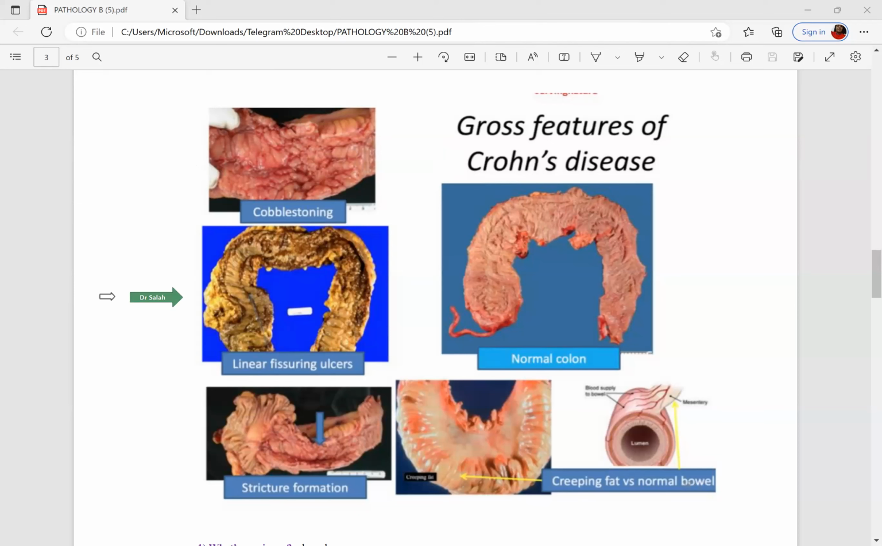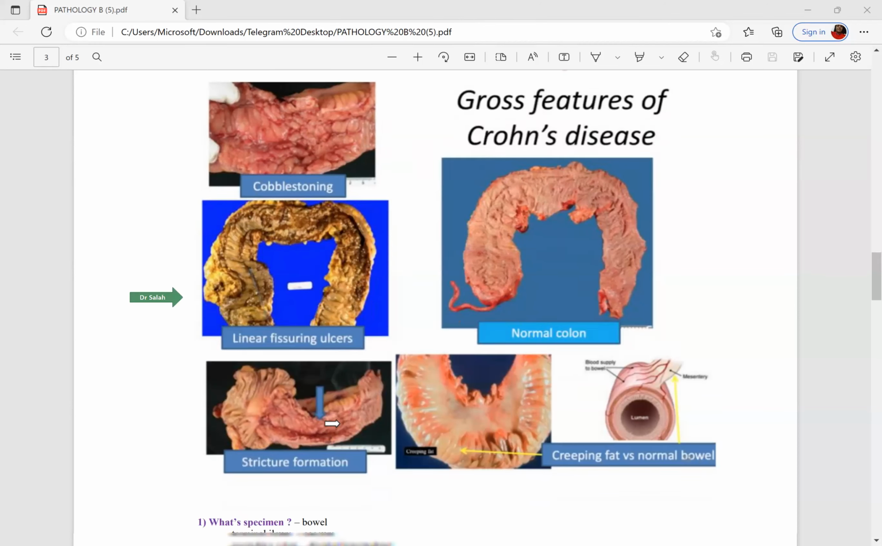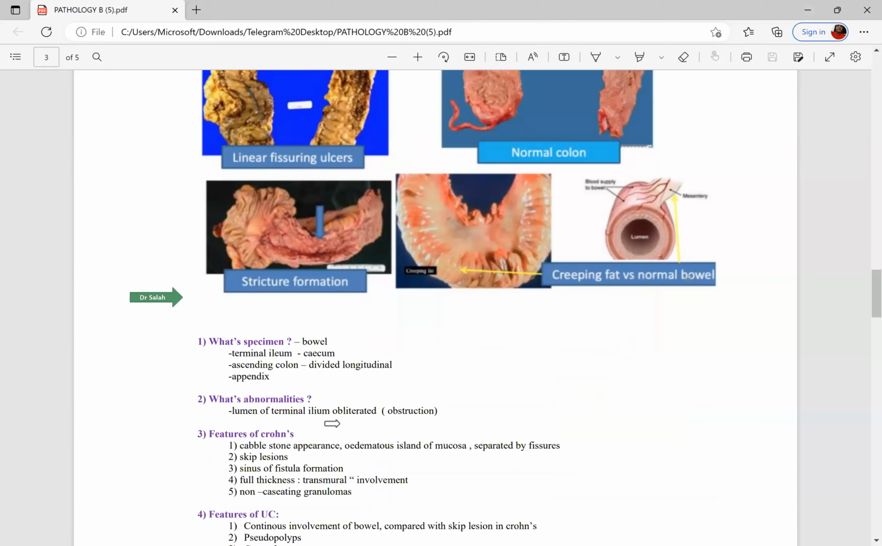The question asked in this station: what is this? It was a small bowel. Which part of the small bowel? Terminal ileum or cecum? And I think they showed him the appendix, I'm not sure about the appendix. Which picture for the appendix? And asked what is the abnormality? You will say there is obstruction of the terminal ileum or in the small bowel.